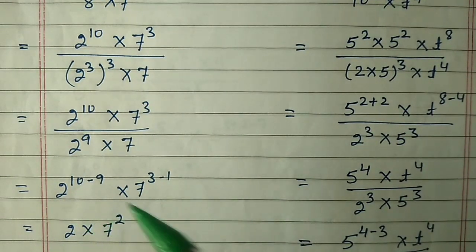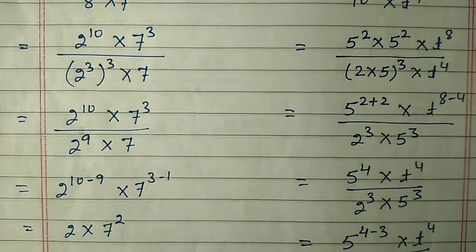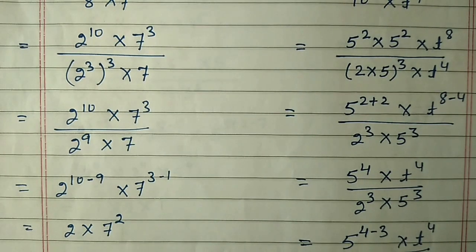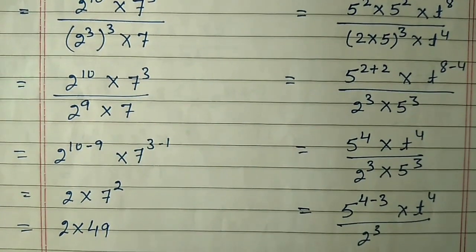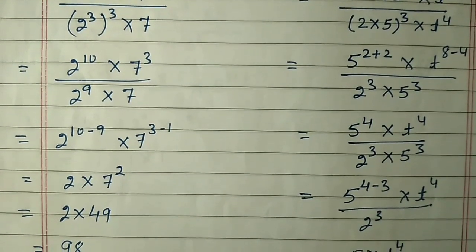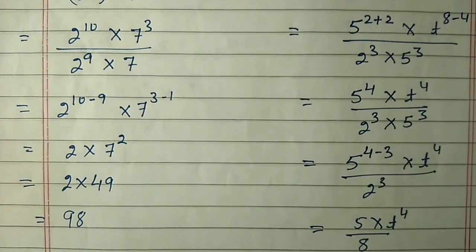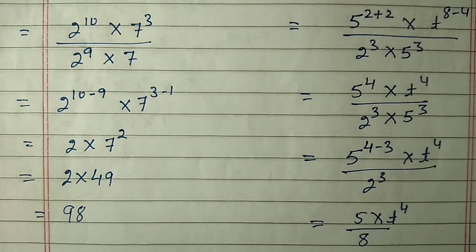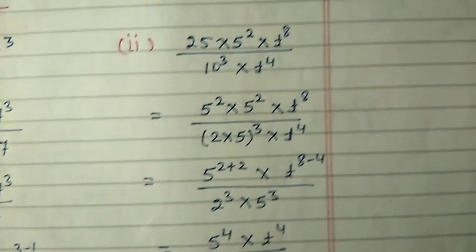1 it is not necessary to write, multiplied by 7 to the power 2. 7 to the power 2 means 7 into 7, that is equal to 49. 2 into 49 is 98. This is our answer.